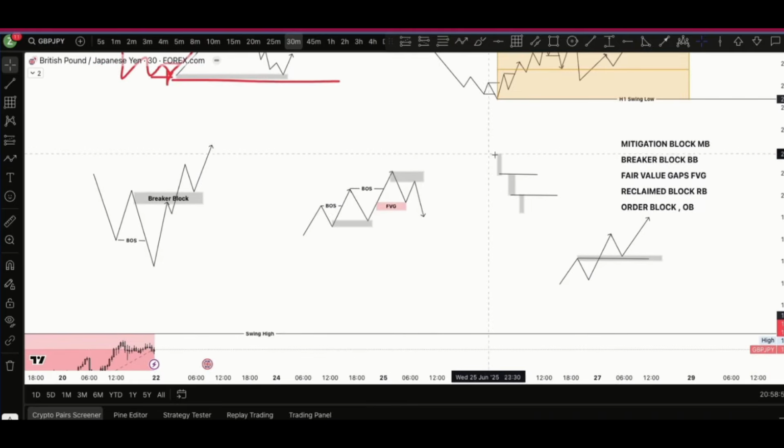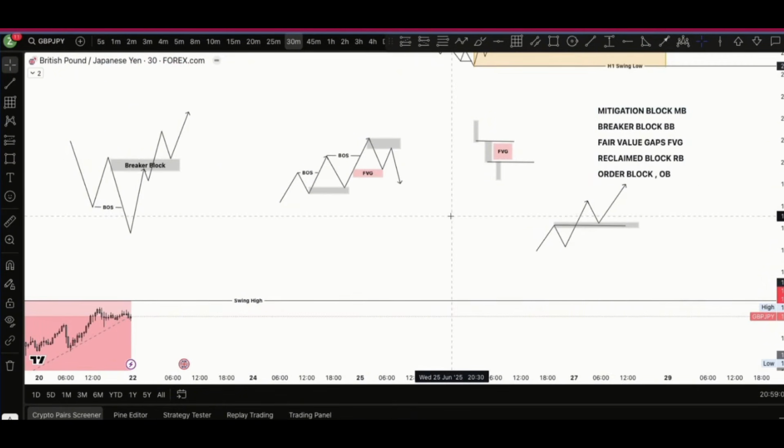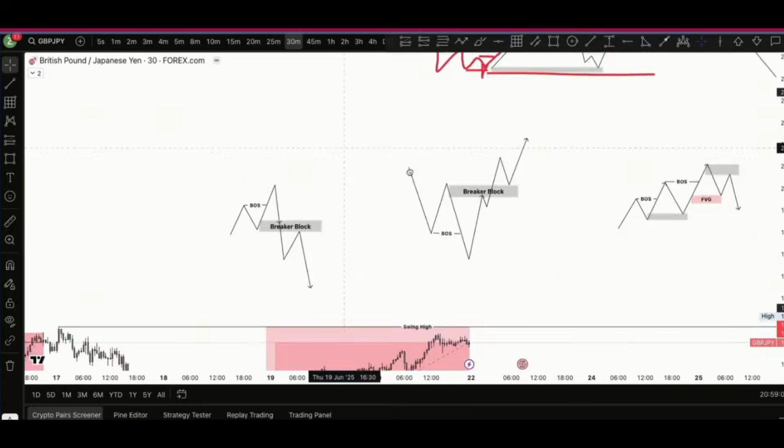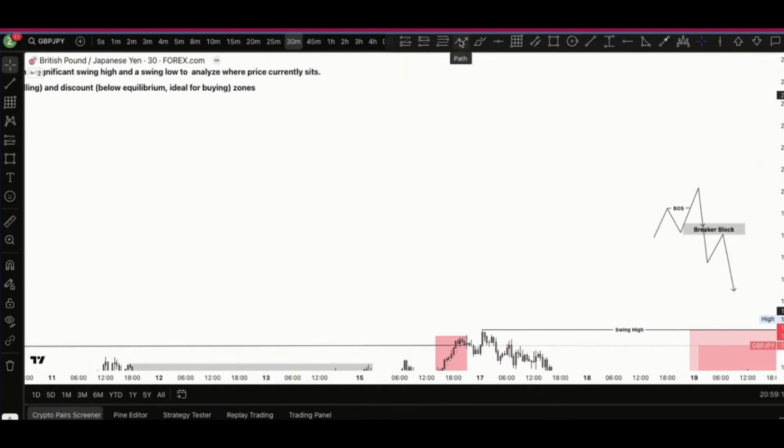Good. So now FVG, we've already explained FVG. This is an FVG. The gap between two candles is an FVG. And then we have a reclaim block. The rationale below a reclaim block is more like that of the mitigation block, but this is on a different level.